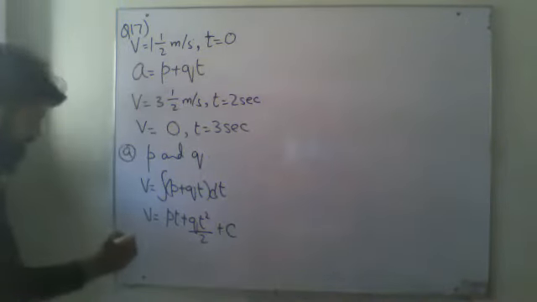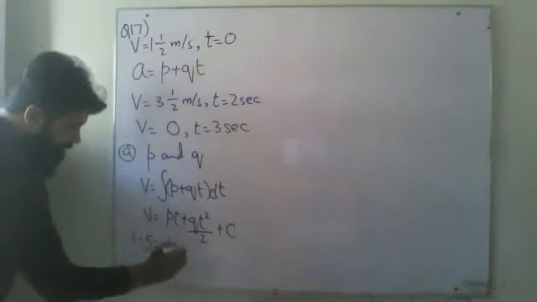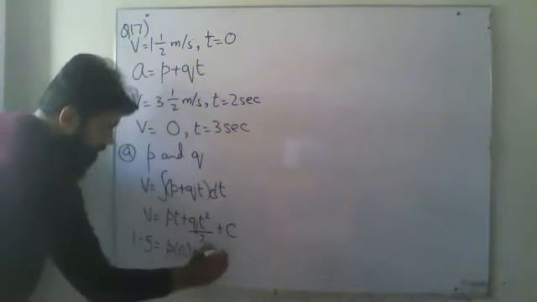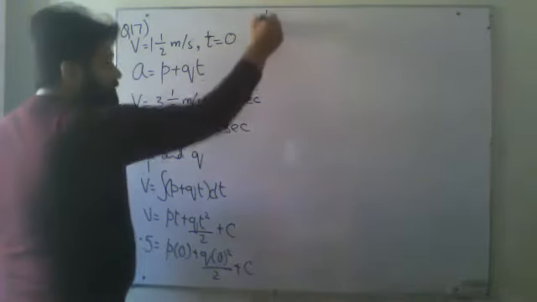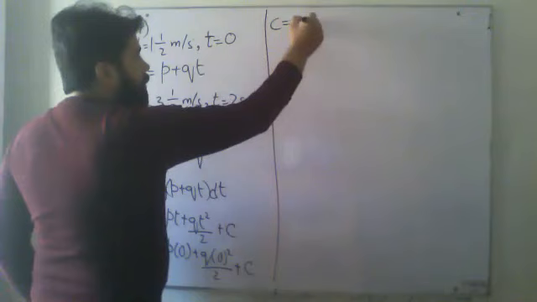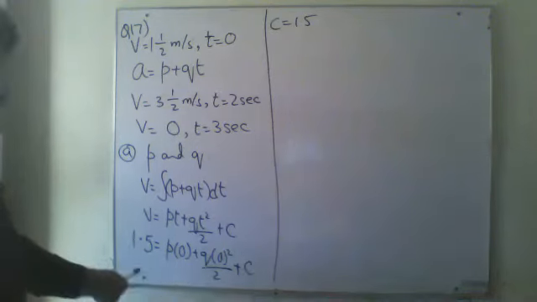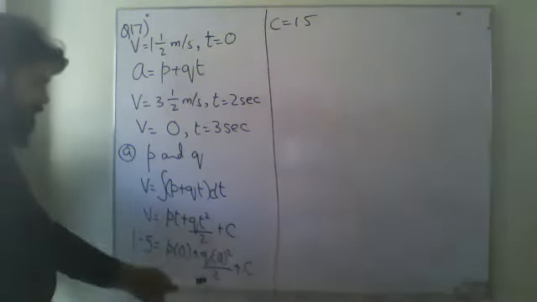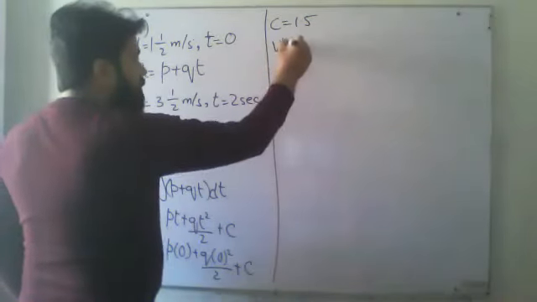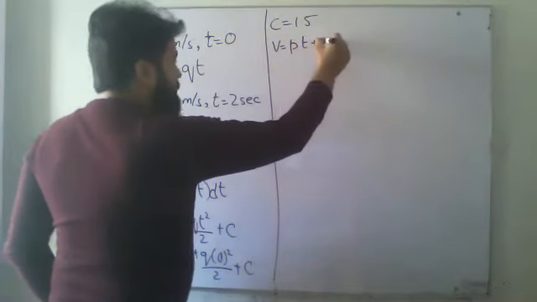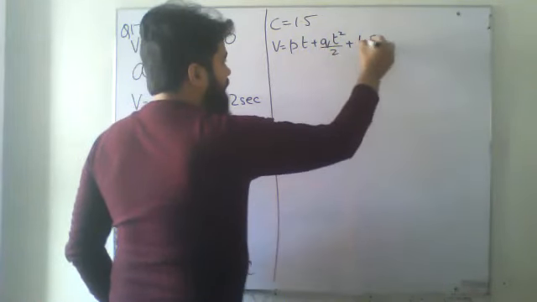So velocity is 1 1/2, which means 1.5, equals p with 0, q with 0, plus C. Simplifying it, the value of C is coming 1.5. So I'm going to put this value over here: v equals pt plus qt squared over 2 plus 1.5.